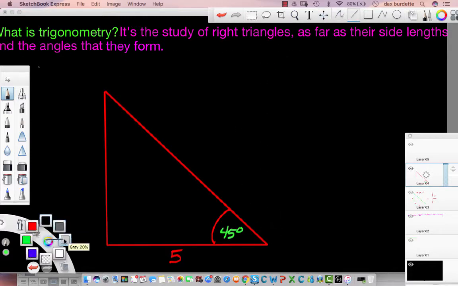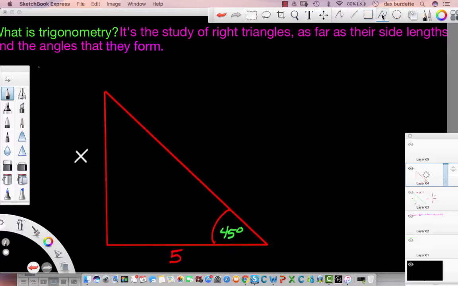I want you to think about what we're looking at. If this side is 5, then this side is going to be a certain length, x. I don't know what the side length is right now because we haven't done any calculations, but it's going to be a certain side length so that this can be a 45 degree angle. This side x cannot be any height so that it forms 45 degrees.